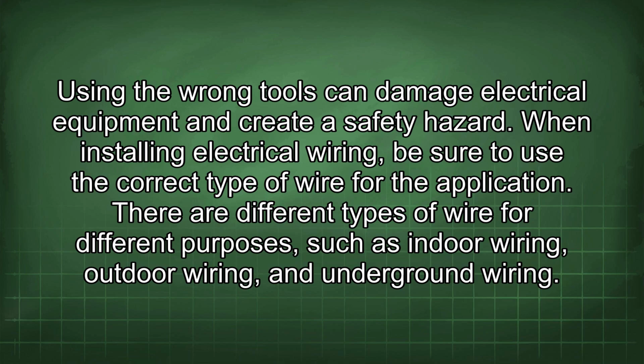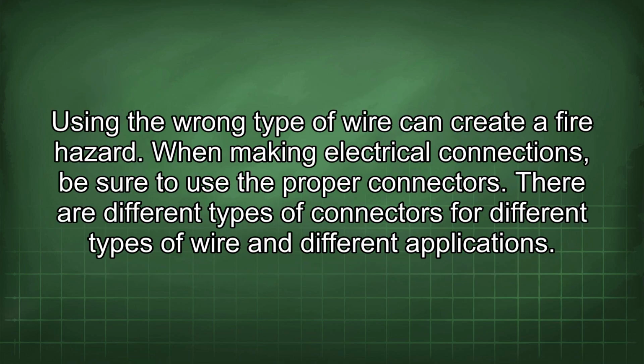When installing electrical wiring, be sure to use the correct type of wire for the application. There are different types of wire for different purposes, such as indoor wiring, outdoor wiring, and underground wiring. Using the wrong type of wire can create a fire hazard. When making electrical connections, be sure to use the proper connectors. There are different types of connectors for different types of wire and different applications.